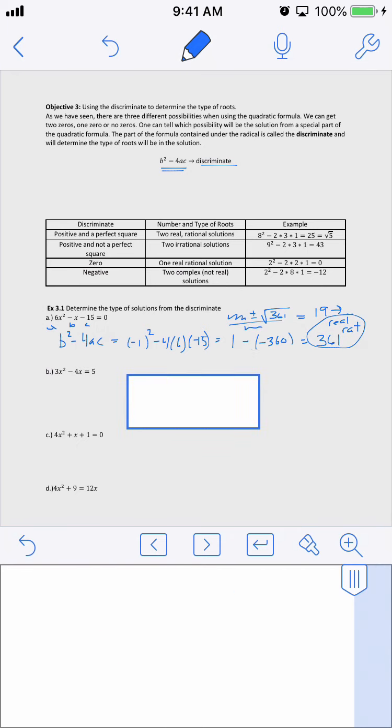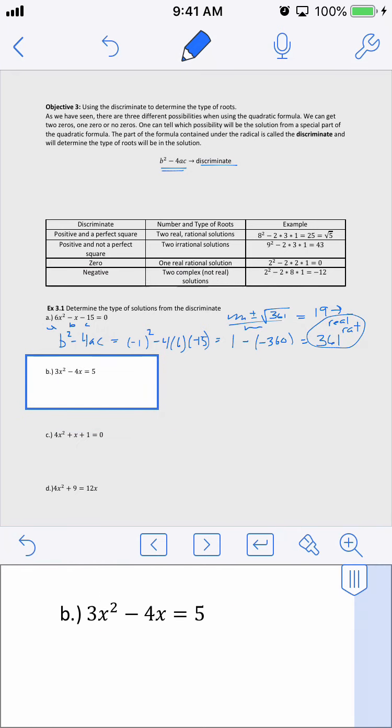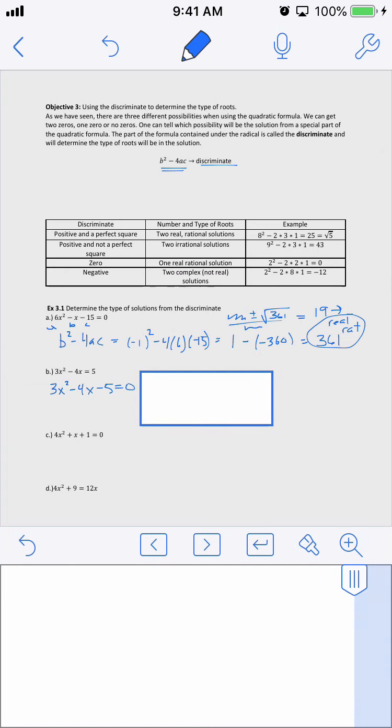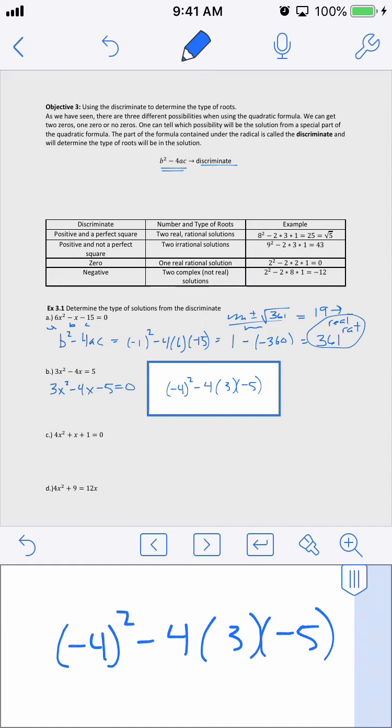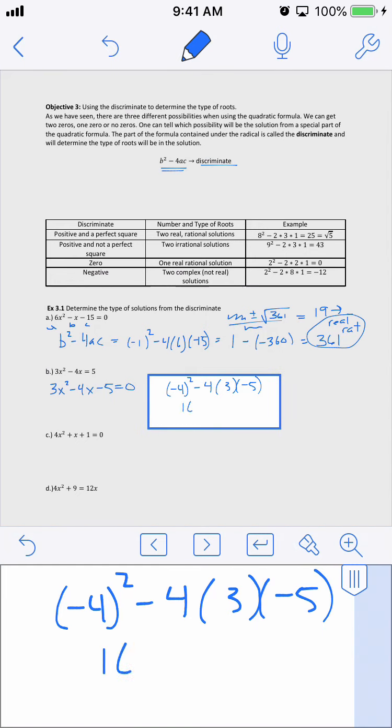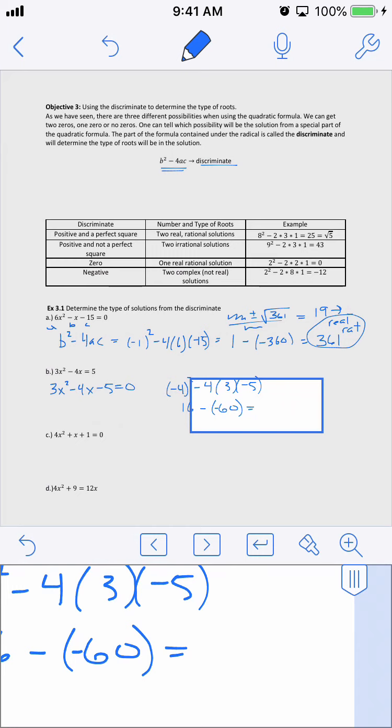Let's try another one. This one is not set up in the standard form, so good opportunity to redo that, right? So we can move it over. Now I'm just going to do the discriminant. What is the discriminant here? That would be b squared minus 4ac. All right, here I get 16 minus negative 60, which would be 76.